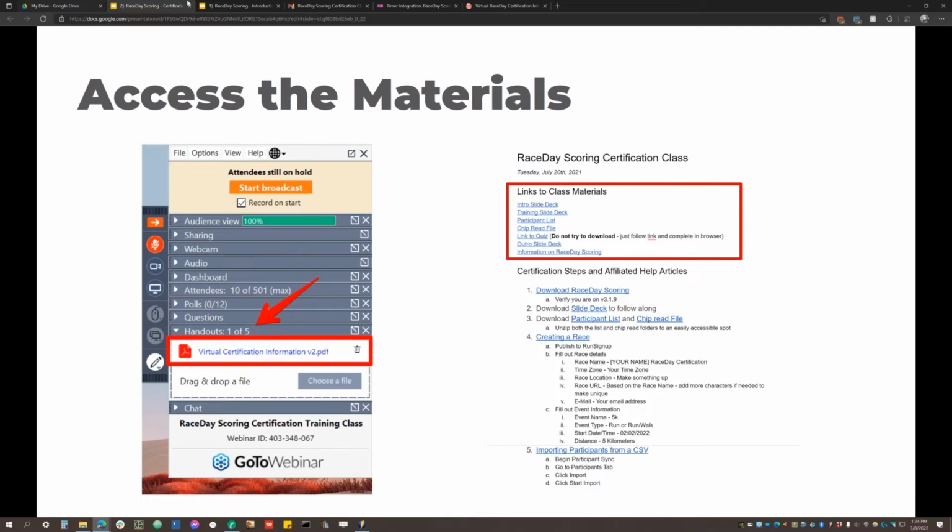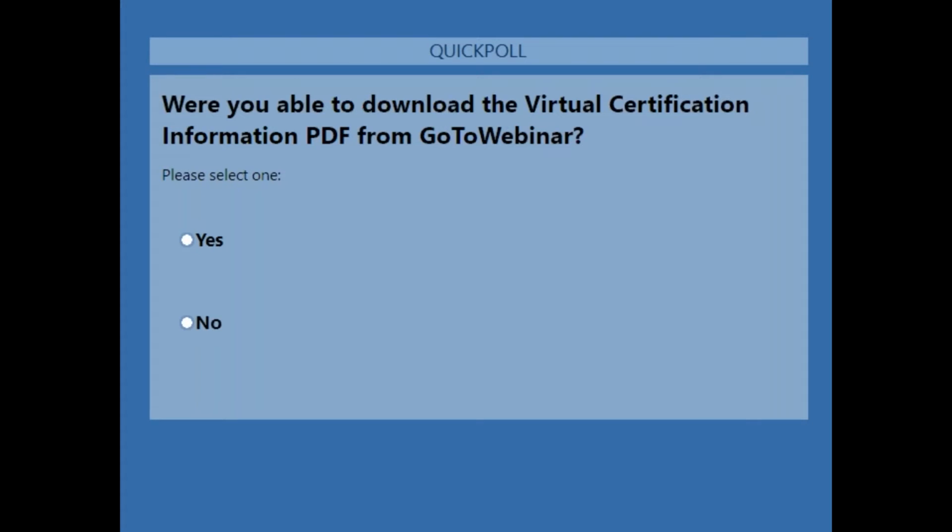So let's just make sure that everybody was able to find the document, have access to it, and is able to see the links and download. So were you able to download the virtual certification PDF? Okay, looks like most folks were able to. A few still having trouble. If you're really still having trouble, feel free to put a question in the panel here.